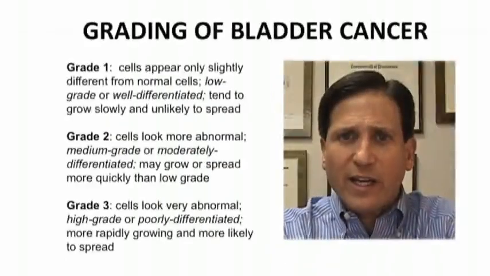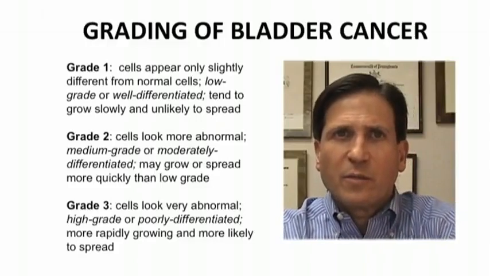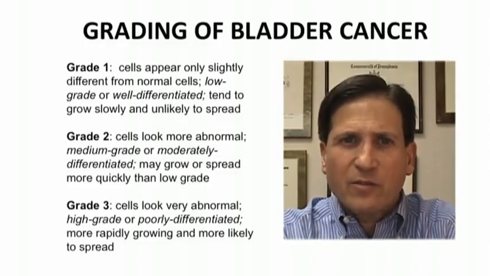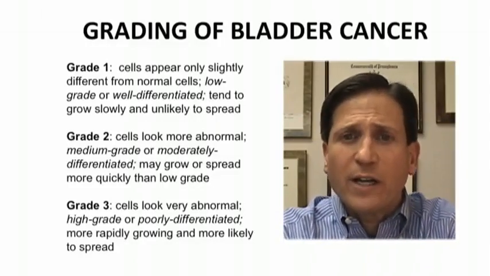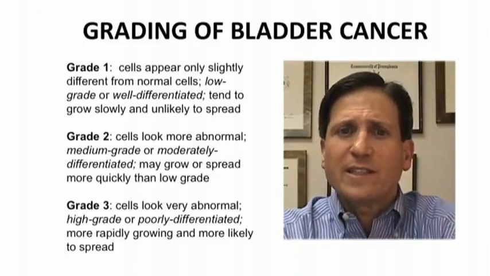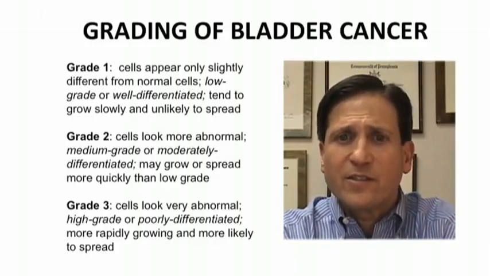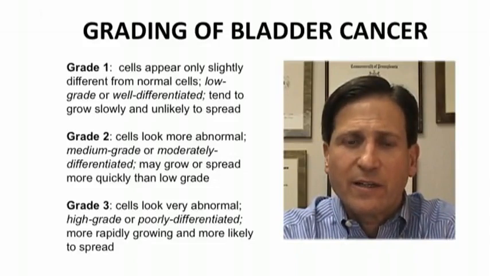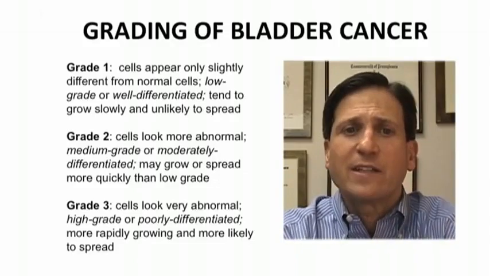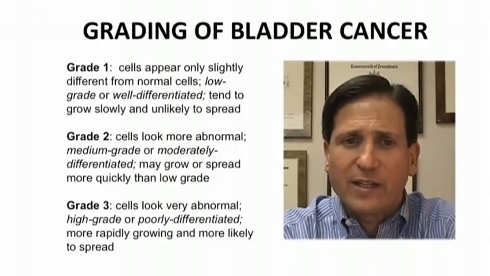Now, as far as grading, bladder cancer is graded into grades 1 through 3. In grade 1, the cells appear only slightly different from normal cells. It's known as low-grade or well-differentiated. And these tumors, in general, tend to grow slowly and they're unlikely to spread.